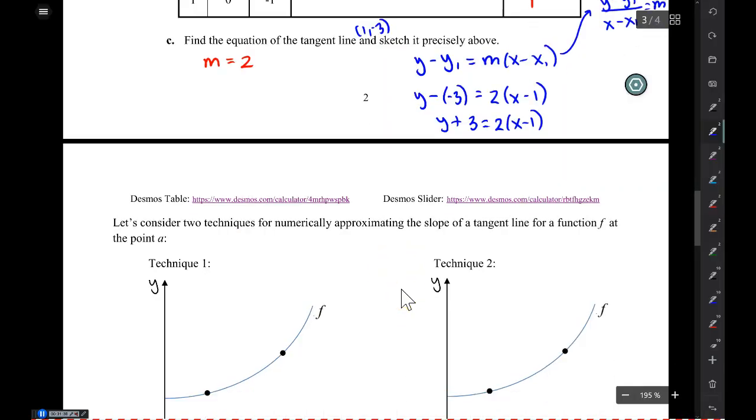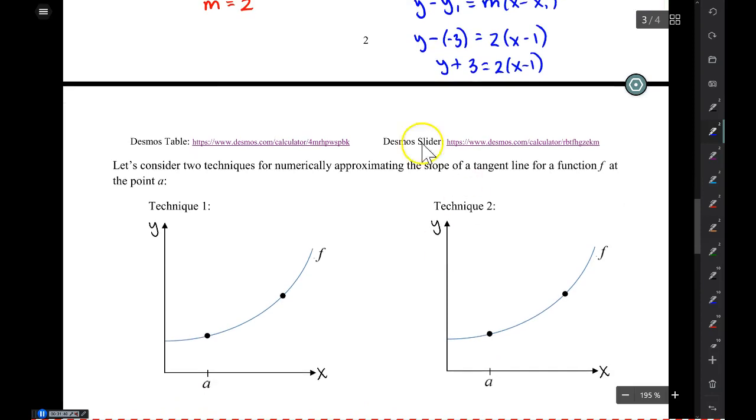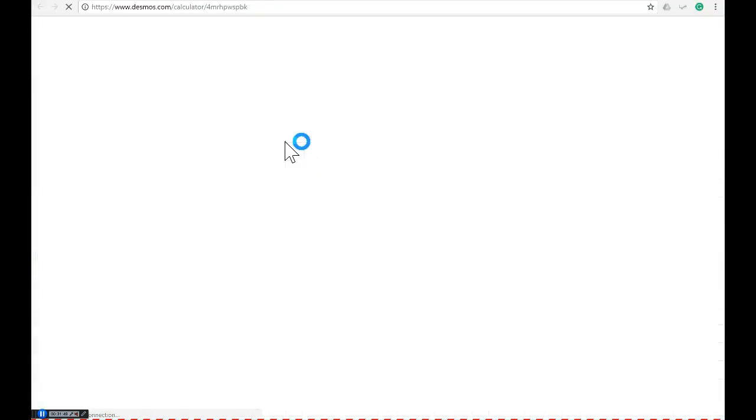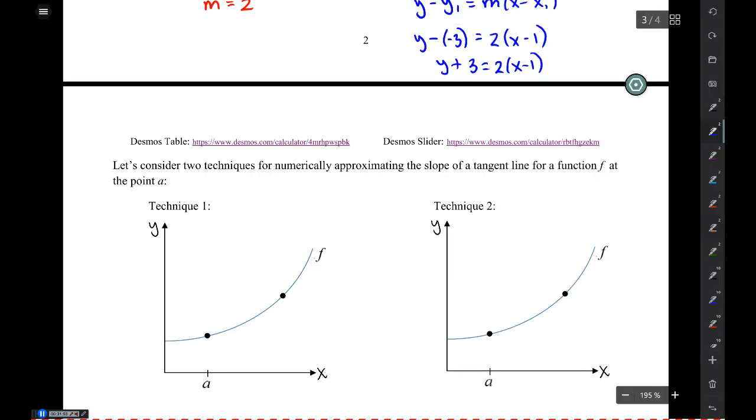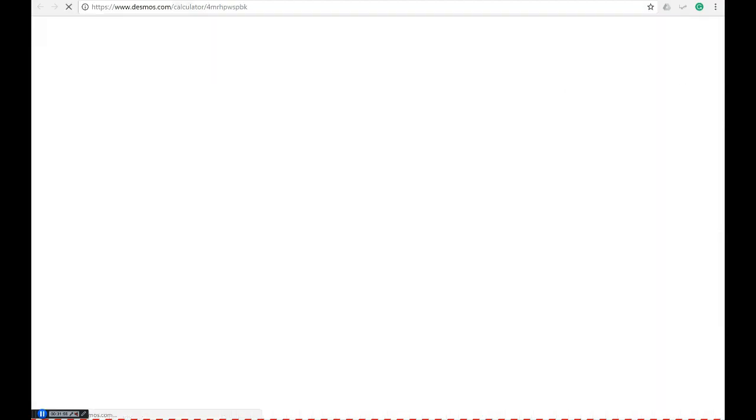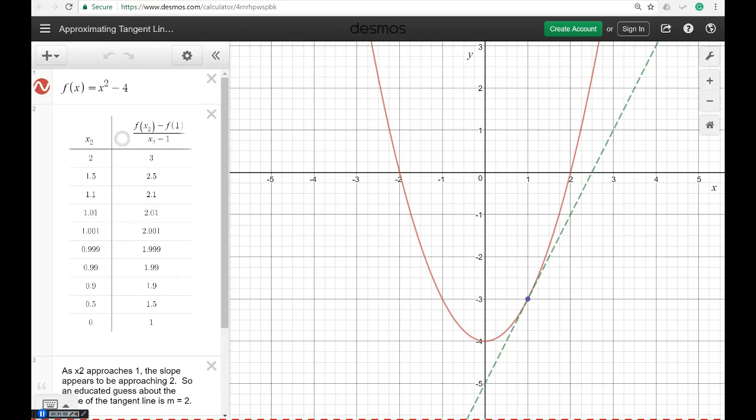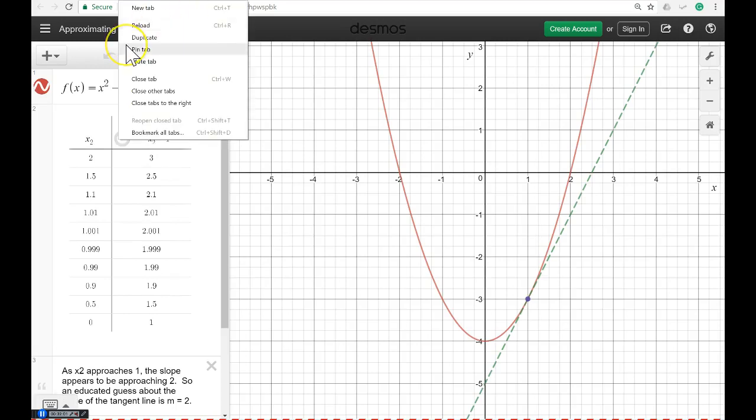All right, let's talk about some techniques. Now, maybe I will click on these actually. I put 2 links in here for you guys because I knew that you might not 100% follow that Desmos thing. So there's really 2 ways that you can find the slope of a tangent line using Desmos. So I have links here. This is the table way, which I just showed you. It's working on it. There it is. Okay, so this is basically what we just went through.